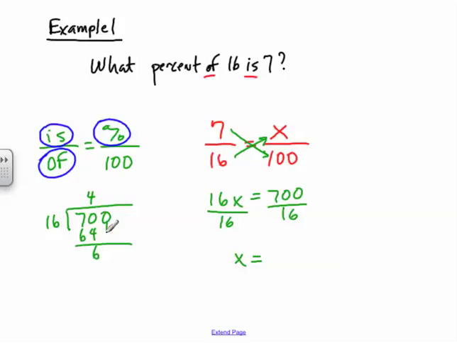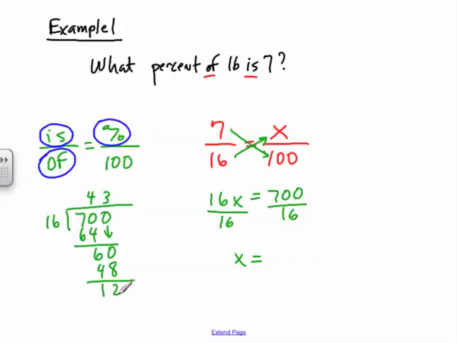Bring down my 0. Oh, Smartboard's kind of whacking out on me. Okay, are we there? It's not there. Alright, let's get rid of that now. Alright, 4 times 16 is 64. Subtract, I get 6. Bring down my 0. Now 16 into 60 goes 3 times. 3 times 16 is 48. And I'm going to subtract and get 12.